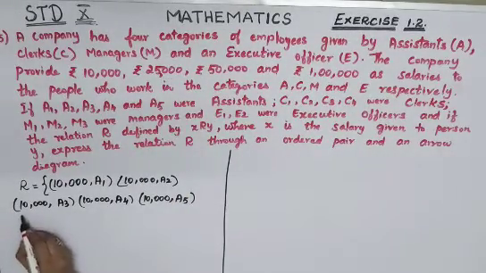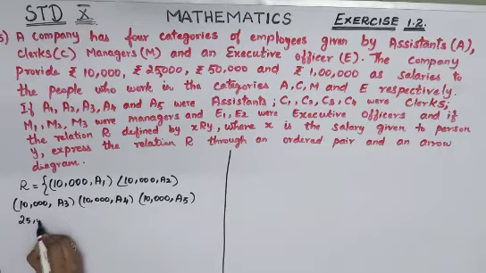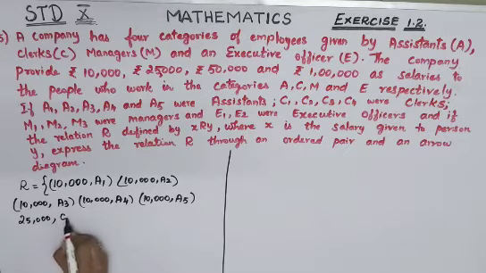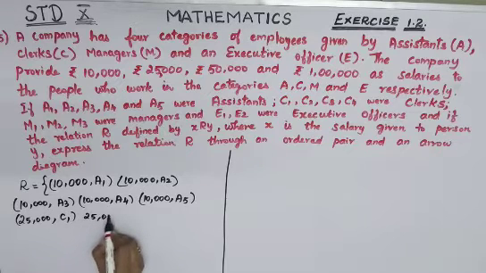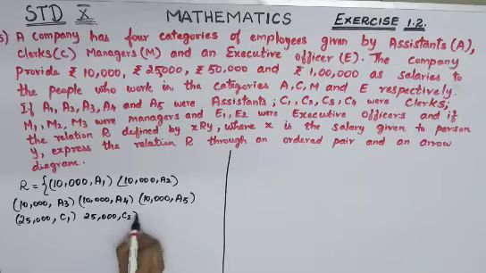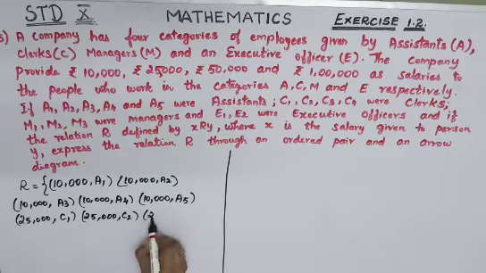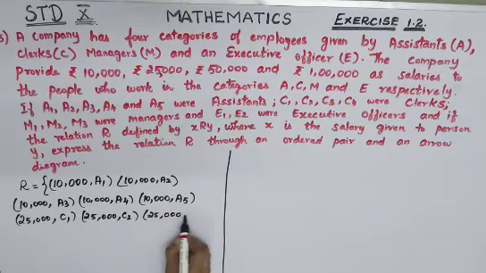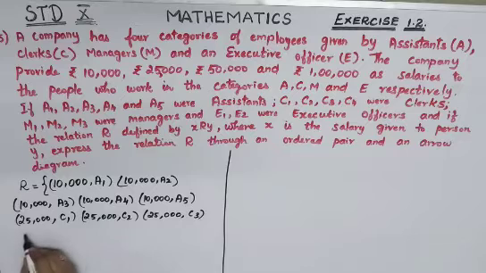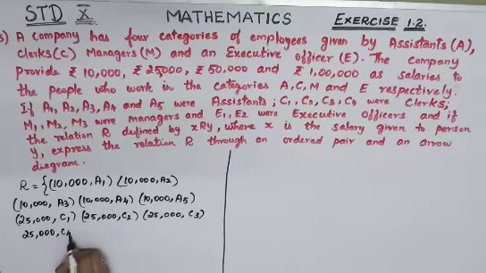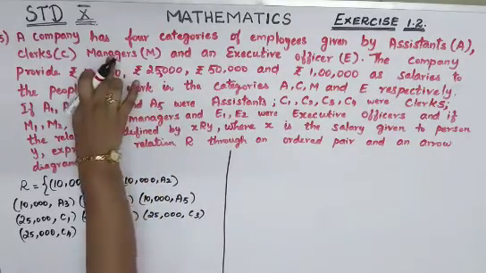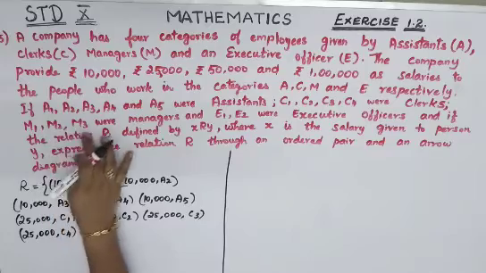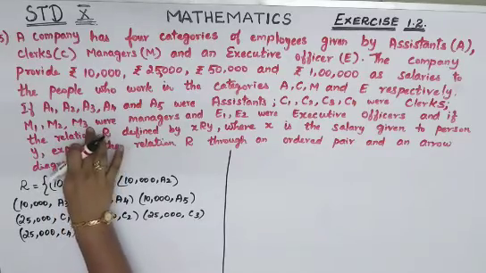So we'll just start with 25,000 comma C1, clerk 1, first clerk. Then 25,000 comma C2, second clerk. 25,000 comma C3, 25,000 comma C4. Then we'll have to go to managers. See how many managers are given. They have given M1, M2, M3 managers. So 3 managers are there.